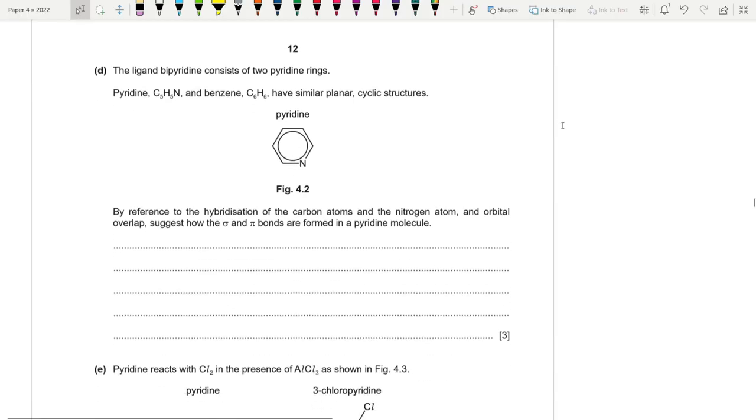So the ligand pyridine consists of two pyridine rings. Pyridine, C5H5N, and benzene have similar planar cyclic structures. By reference to the hybridization of the carbon atoms and the nitrogen atoms and orbital overlaps, suggest how the sigma and pi bonds are formed in a pyridine molecule.